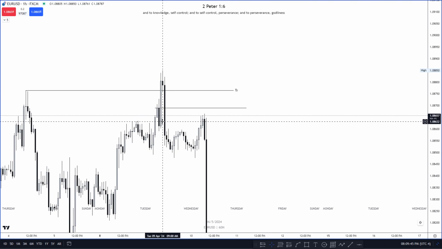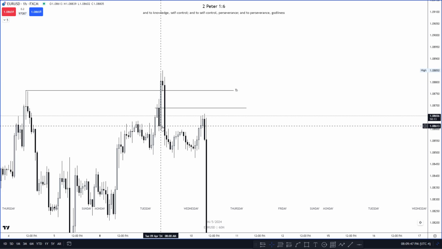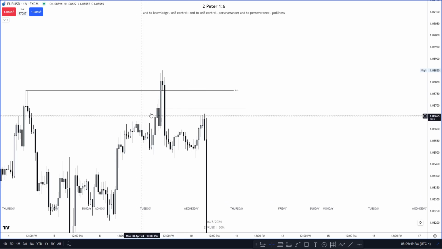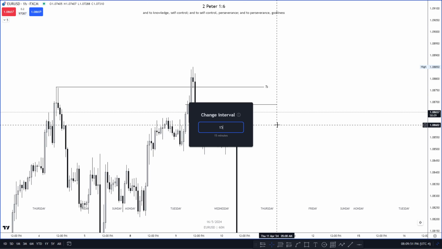We still have that order block here. Change in state of delivery. It returns to this order block, respects it beautifully, drops down. I look onto the 15-minute.